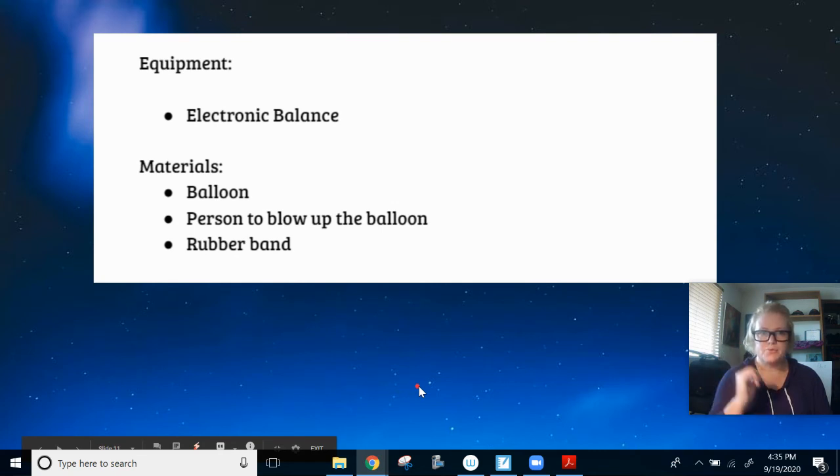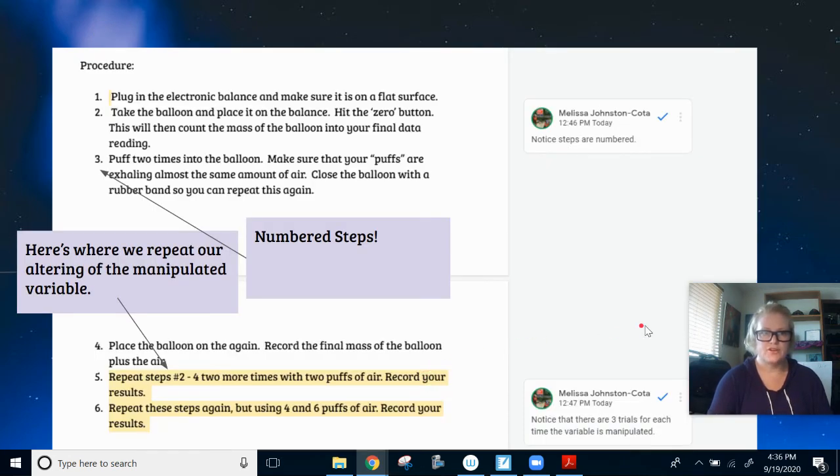Right after that, I put equipment and I put materials. I only used one of each of these things, so I didn't put quantities. After that, here comes my procedure. My procedure was 6 steps long. Notice in my procedure that I numbered the steps. Notice down below here, this is where we repeat altering the manipulated variable. I wrote this so that if I handed it to any person in the classroom, they would be able to perform the procedure without having to ask a lot of clarifying questions.